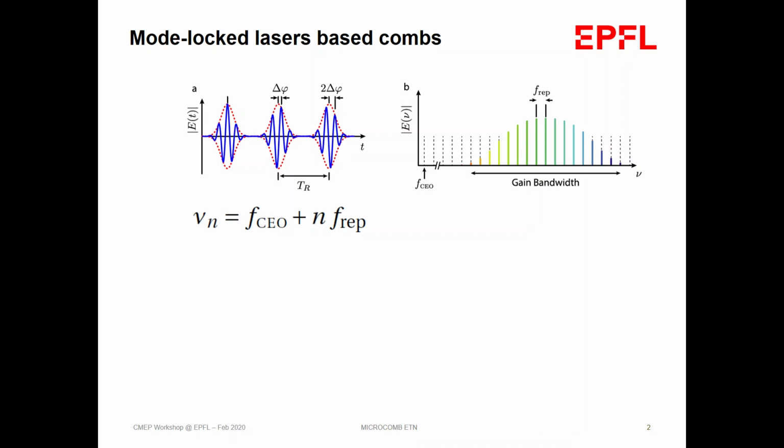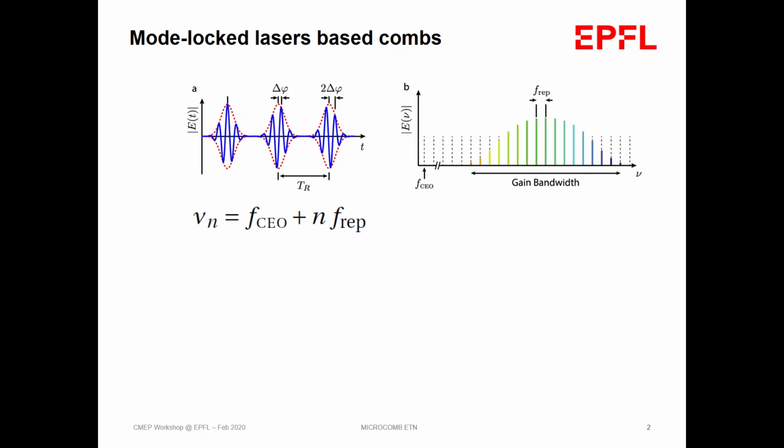This carrier-envelope offset is related to the phase shift of the actual field inside the pulse. Any comb line can be found using this formula at the bottom. If you want to reach any of them, you just choose the right n. So they're all equally spaced, but there is this tiny offset in the beginning, and there is a spacing. I guess everything is clear, especially for those who already work with combs.